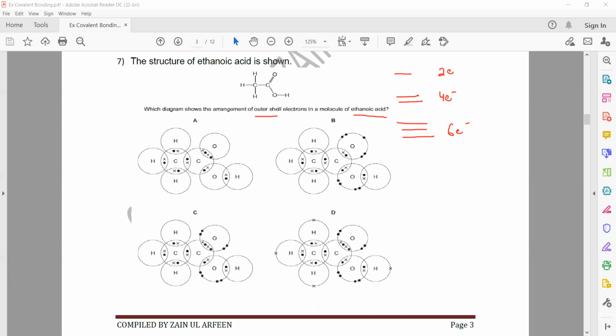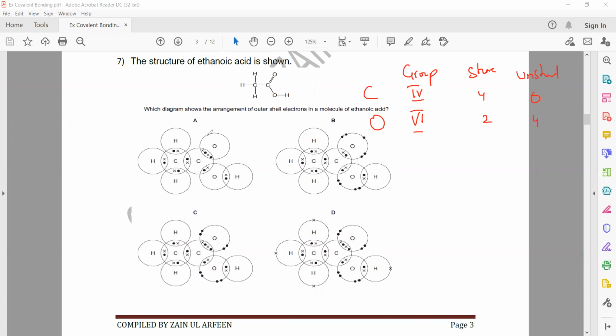We can also check according to the group number. Carbon belongs to group 4, so it will share 4 electrons, and the number of unshared electrons will be 0. Whereas oxygen belongs to group 6, so it will share 2 electrons and the number of unshared electrons will be 4. So A and B are wrong.